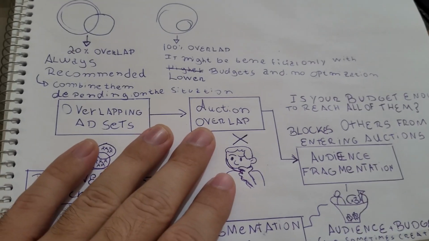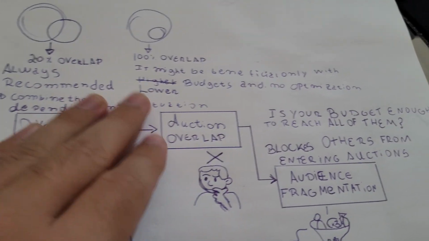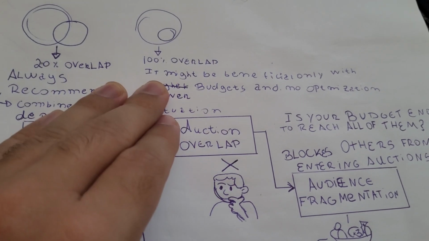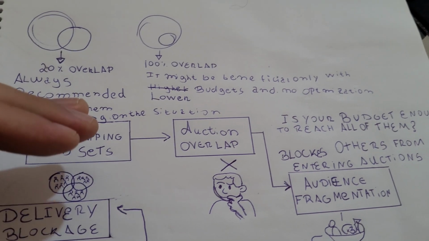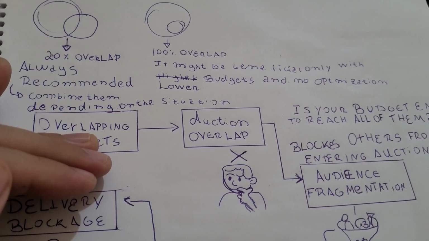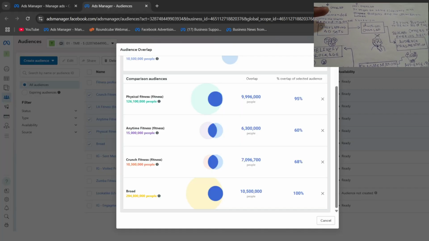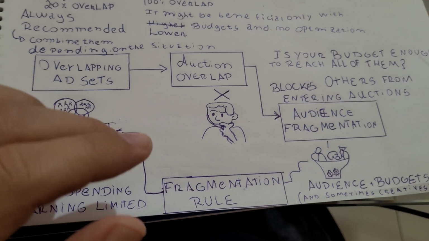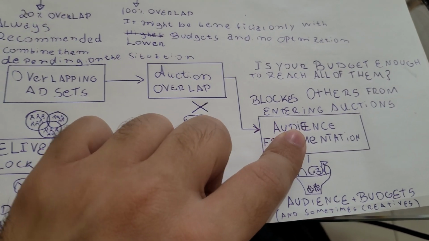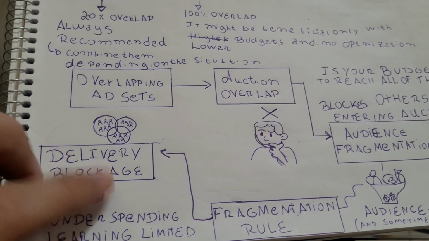Okay, in this video, we're going to cover the audience overlap and the auction overlap, how those things are intertwined, and how you can use them to maximize your results, because this can determine a solid structure to not compete with yourself. We're also going to understand this audience overlap as I'm showing you on my screen. I'm going to teach you how to create that, and I'm also going to explain the fragmentation rule, the audience fragmentation, and how all those things are connected, to avoid deliberate blockage.